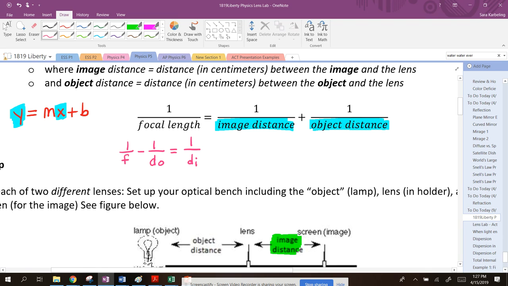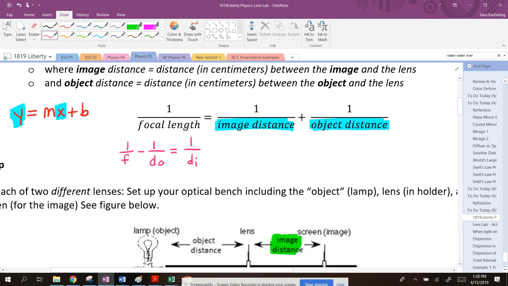Now I am following your wishes. The focal length minus 1 over DO is equal to 1 over DI. Are we okay with this? Focal length is what I'm just calling F because I'm lazy. Image distance is going to be DI. Object distance is going to be DO.